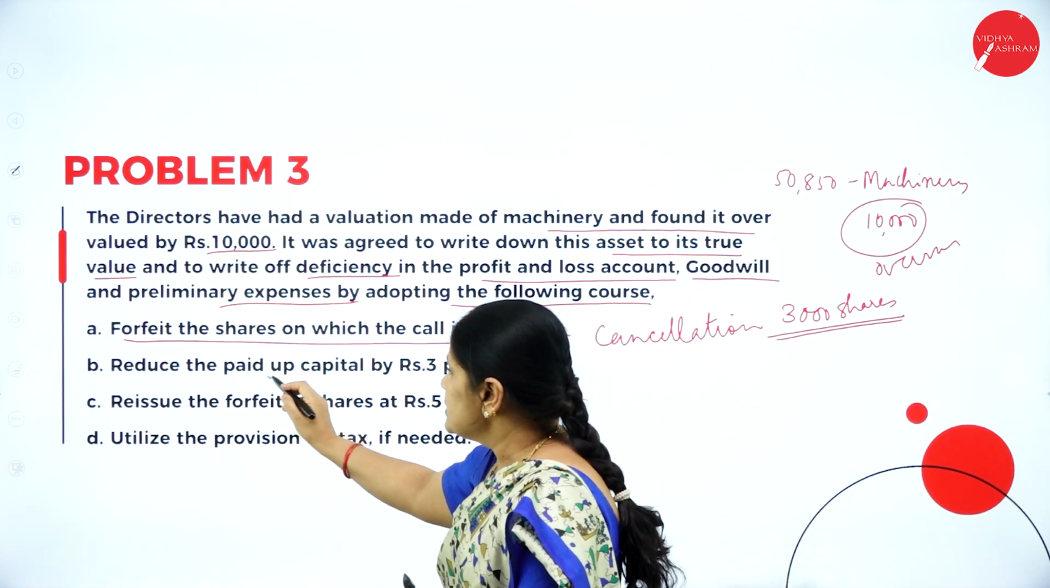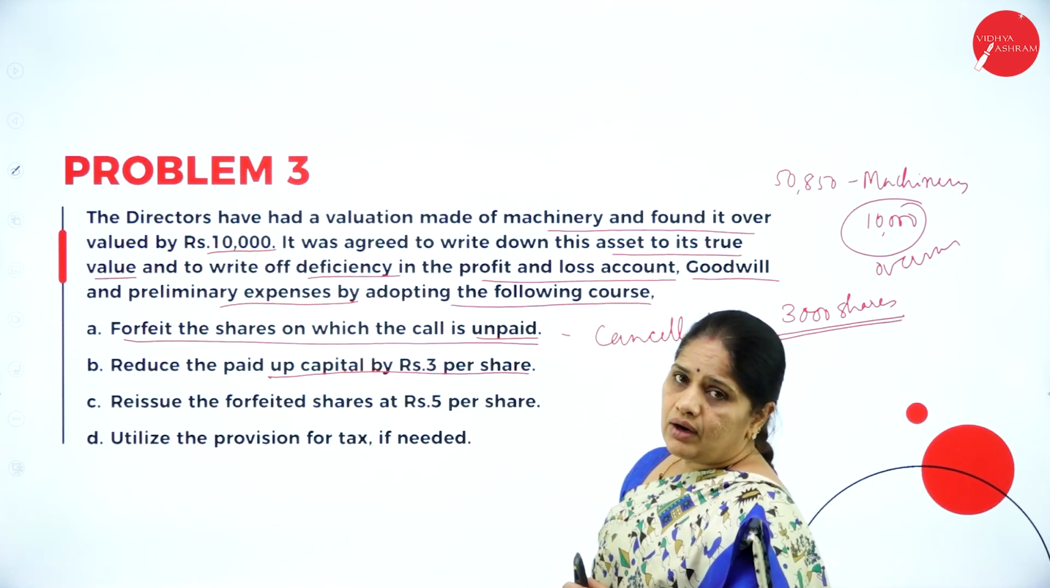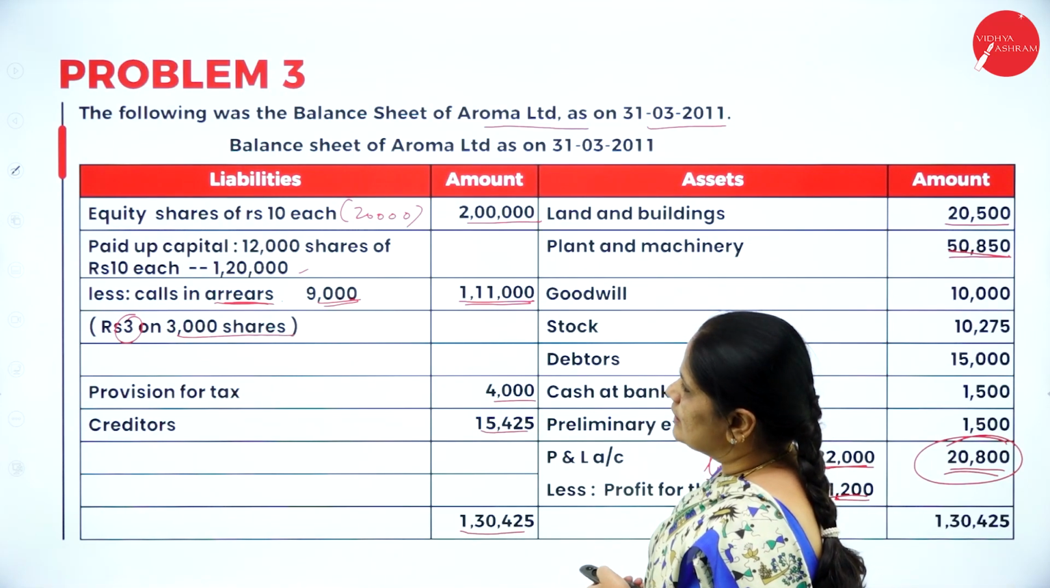Then reduce the paid up capital by rupees 3 per share. Now what is the paid up capital here? So if you can see, again go back to the balance sheet.